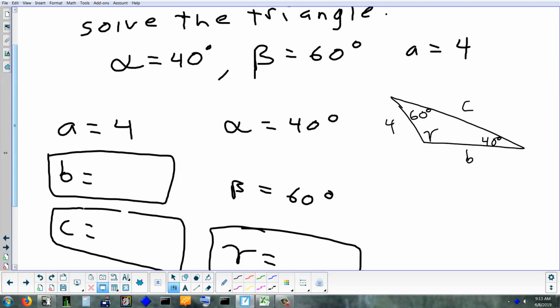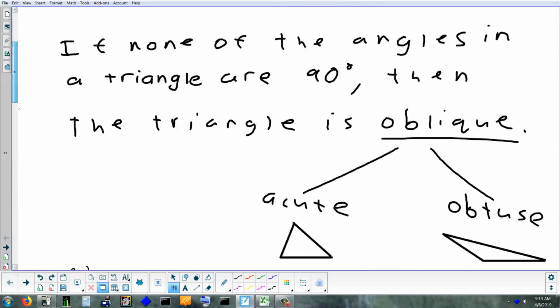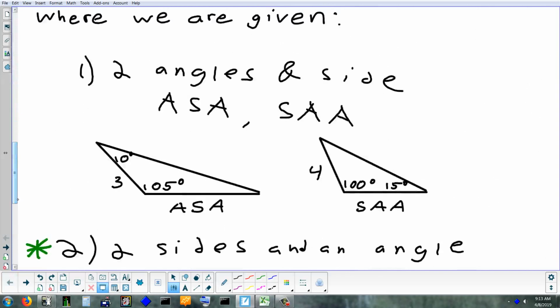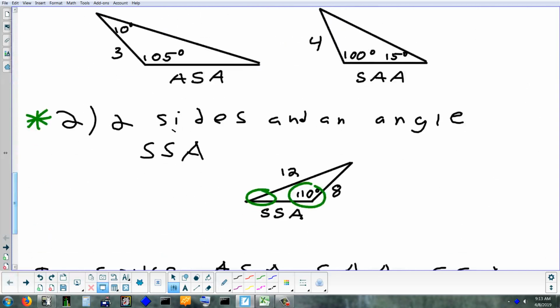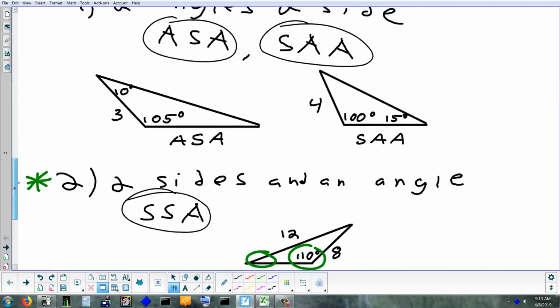So look at the information you're given. Got the 40, the 60, and the 4. What I want to know now is which of the 3 types it is. Is it this type? Is it that type? Or is it that type? So we'll go back and look at where the information is. So it's not only what information they gave you, it's where is it?